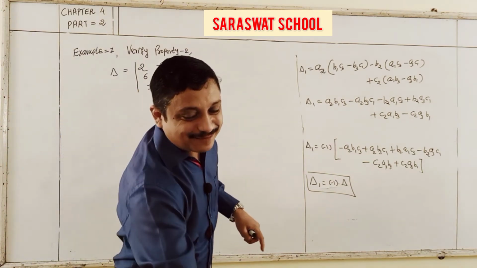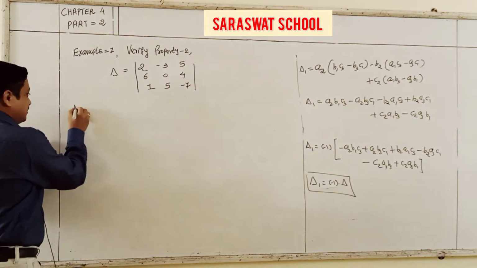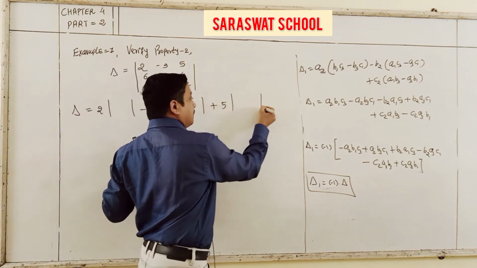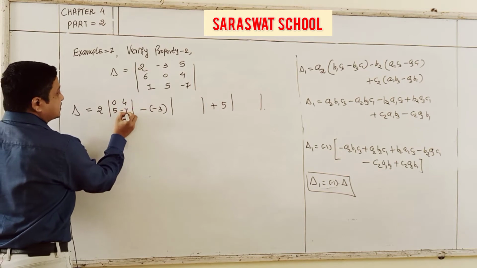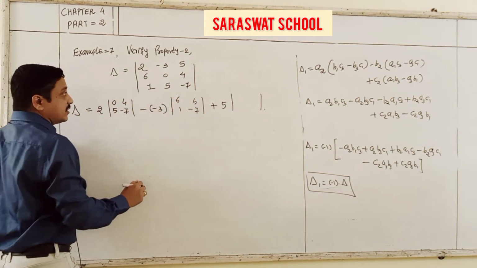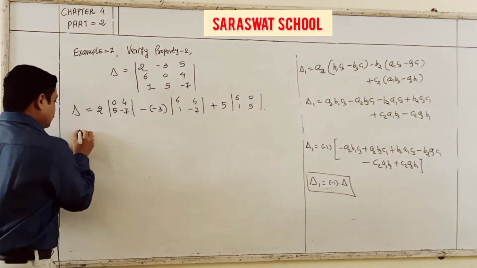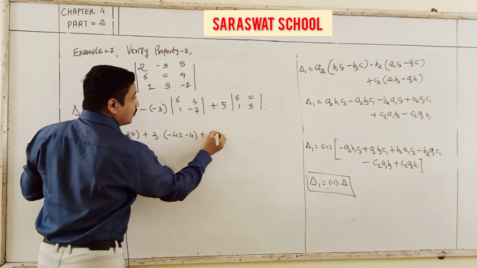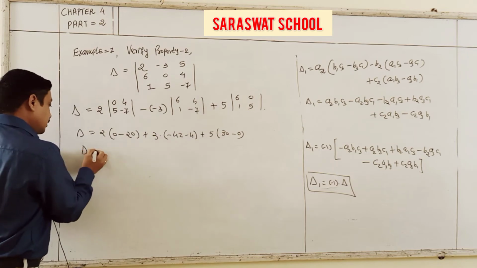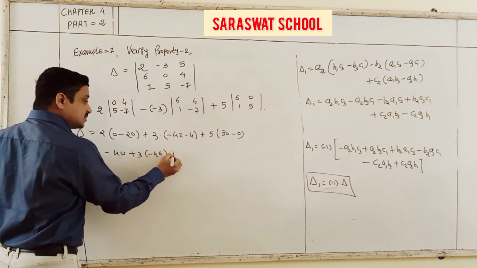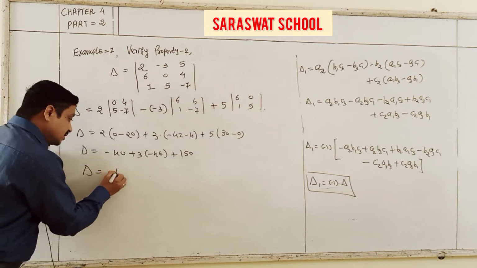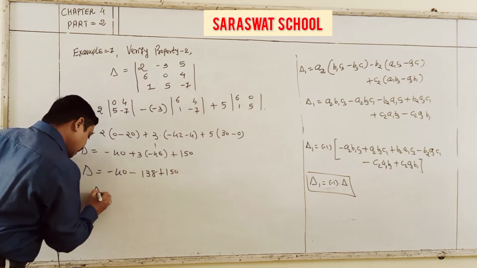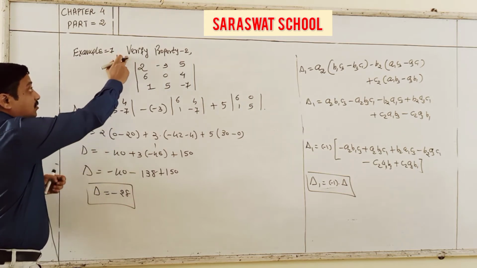I already explained this in example 6. So I explain the same again. 2 times (0 minus 20), minus minus 3 times (minus 42 minus 4), and 5 times (30 minus 0). It becomes minus 40 minus 138 plus 150, so it comes to minus 28. Now I verify property 2.